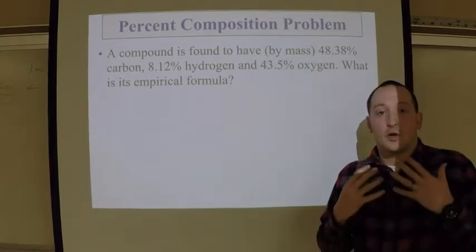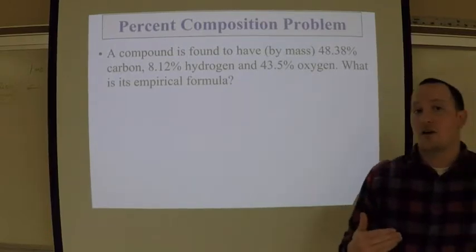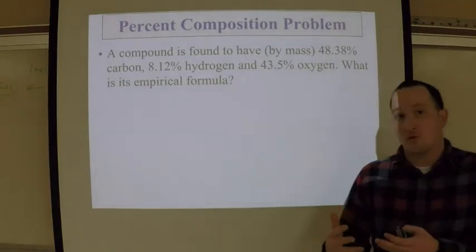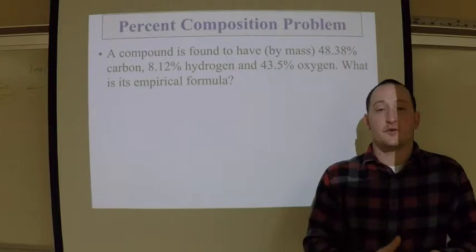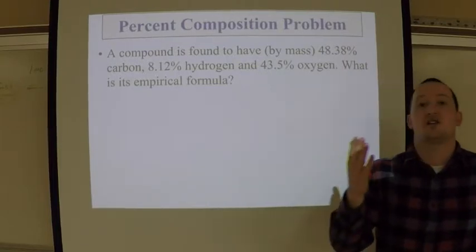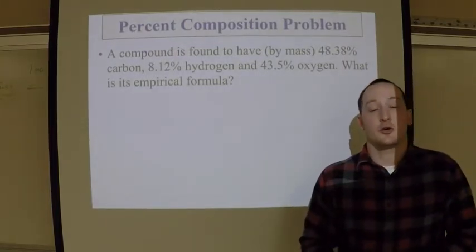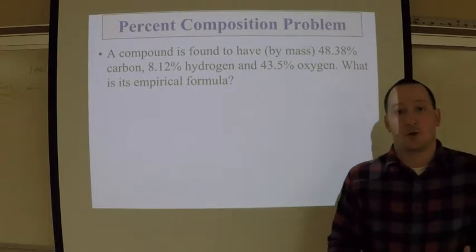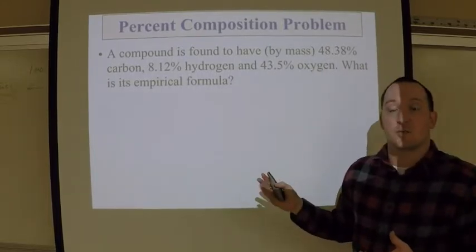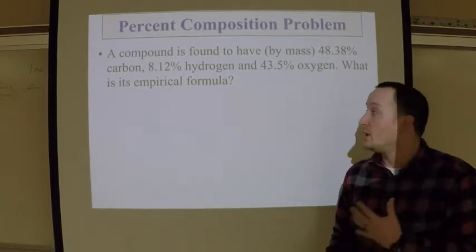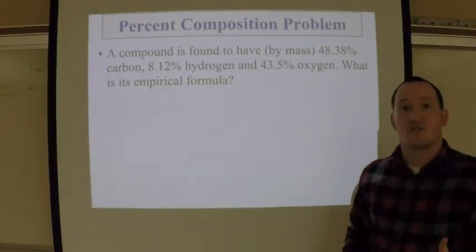So again, whenever you're trying to find an empirical formula, what you have to do is find the mass of each of your substances, then you have to change them to moles, then you're going to divide by your lowest mole amount to get your empirical formula. So in this problem, we're not given masses, we're given percents. So remember, when you're given percents, what's the thing that you do?